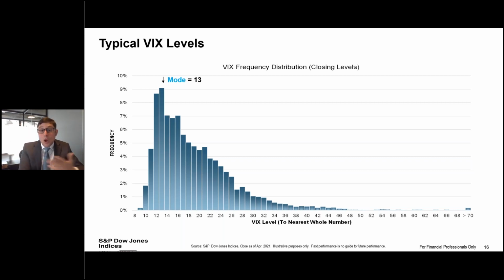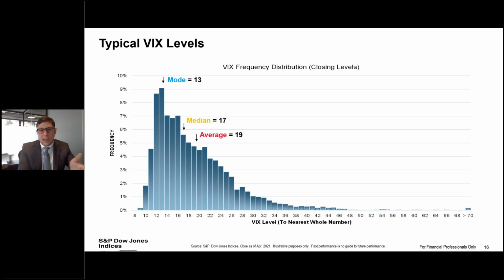Well, the mode to the nearest whole number is 13. That's the most common VIX level. However, the median is higher at 17. So 50% of VIX daily closes were below 17, 50% were above. And of course, that wide tail of higher values means that the average is much higher. In fact, the average is about 19.4.